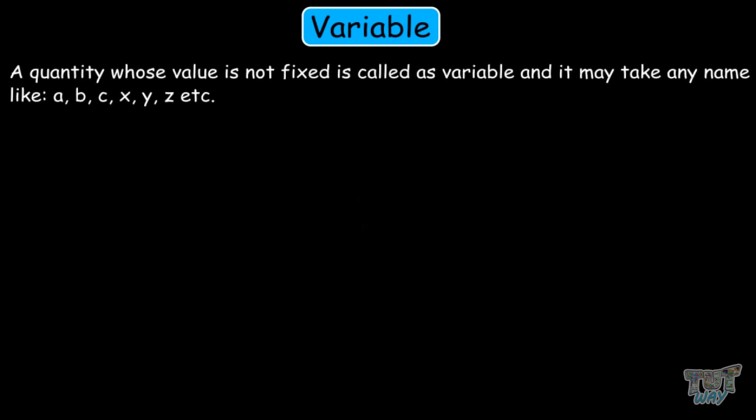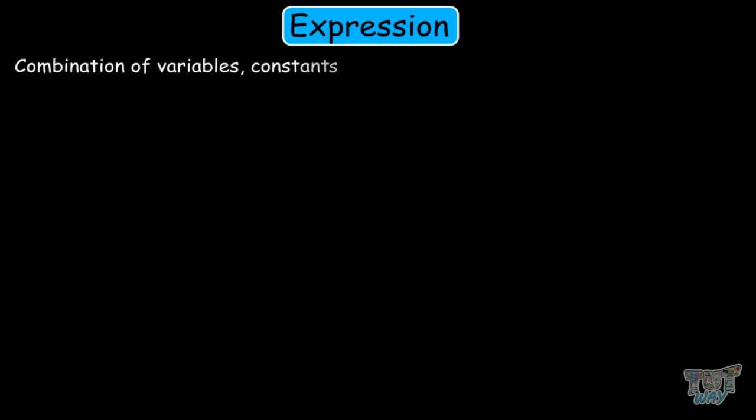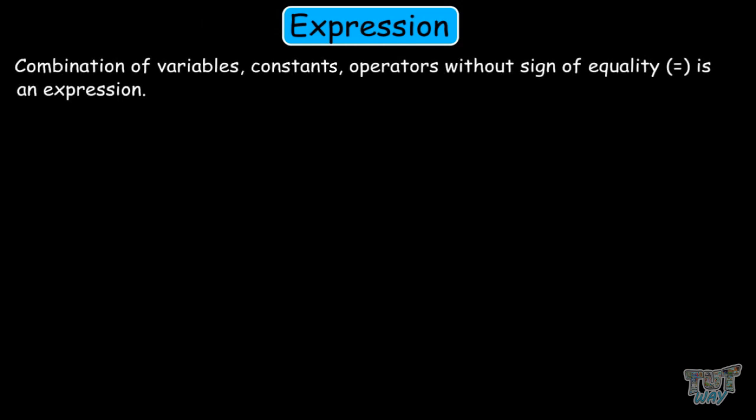Quantity whose value is not fixed is called a variable, and it may take any name such as a, b, c, x, y, z, etc. Now, what is a constant or coefficient? A constant is a quantity whose value is fixed, so all the numbers are constants. What is an expression? This is a combination of variables, constants, operators without the sign of equality. For example, 2x, x plus 3, 3y, 3y over 3, 1 by 3 plus 2, all of these are expressions.